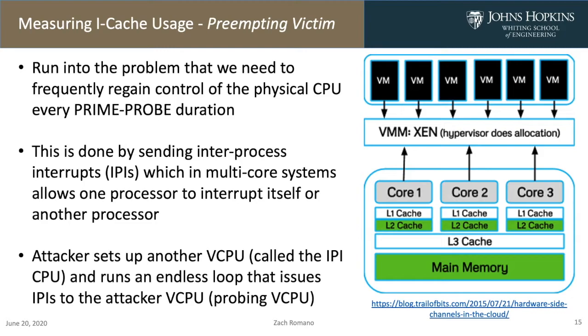Basically how we're able to accomplish that is by interprocessor interrupts, or IPIs, which in a multi-core system allow one processor to interrupt itself or interrupt another processor. What the attacker does is set up an endless loop that is issuing these interprocessor interrupts, sending them repeatedly, which gives the attacker control of execution again. So you might think the victim is executing, then we issue an interrupt, and then the attacker takes back over. This allows us to very quickly alternate between who is executing on the core.